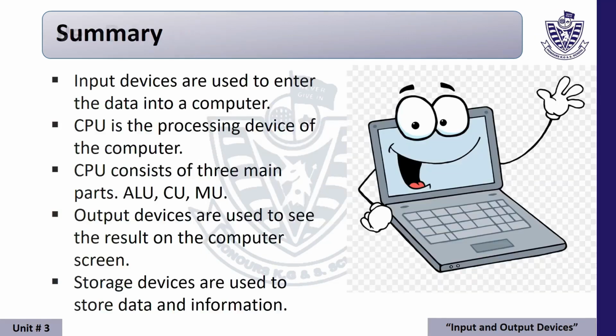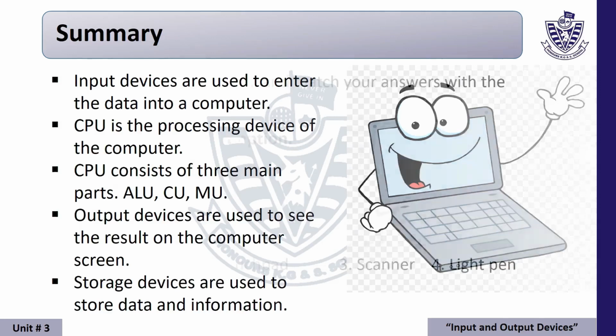Summary. Input devices are used to enter the data into a computer. CPU is the processing device of the computer. CPU consists of three main parts, ALU, CU, MU. Output devices are used to see the result on the computer screen. Storage devices are used to store data and information.